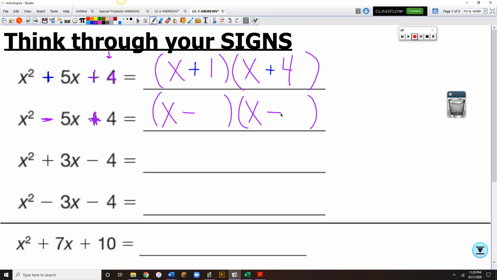It's not minus, plus, minus, plus. It is minus, minus for this one, okay? So, the same numbers work, 1 and 4, all right? But it was just getting those signs in the middle correct.